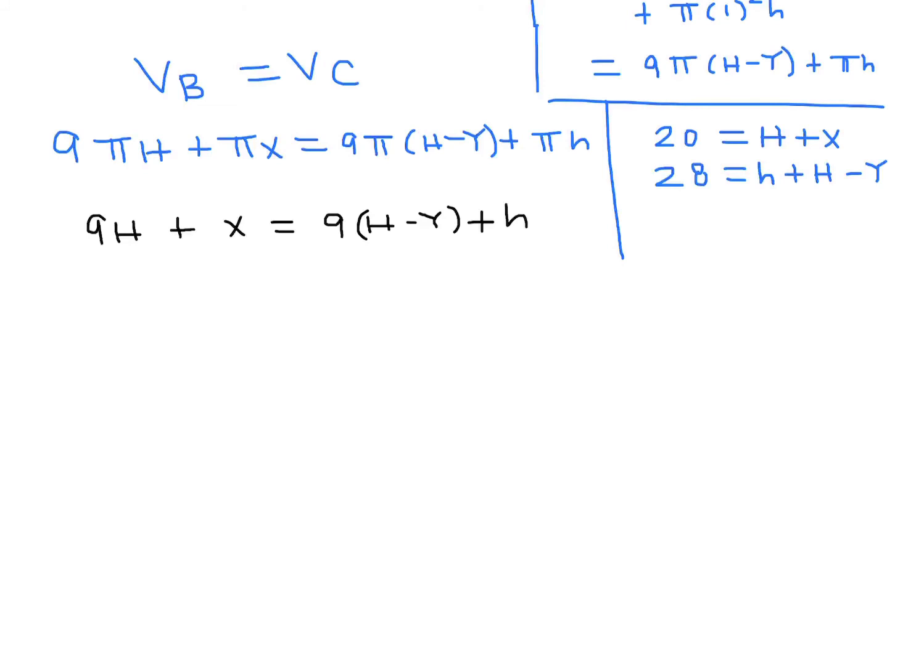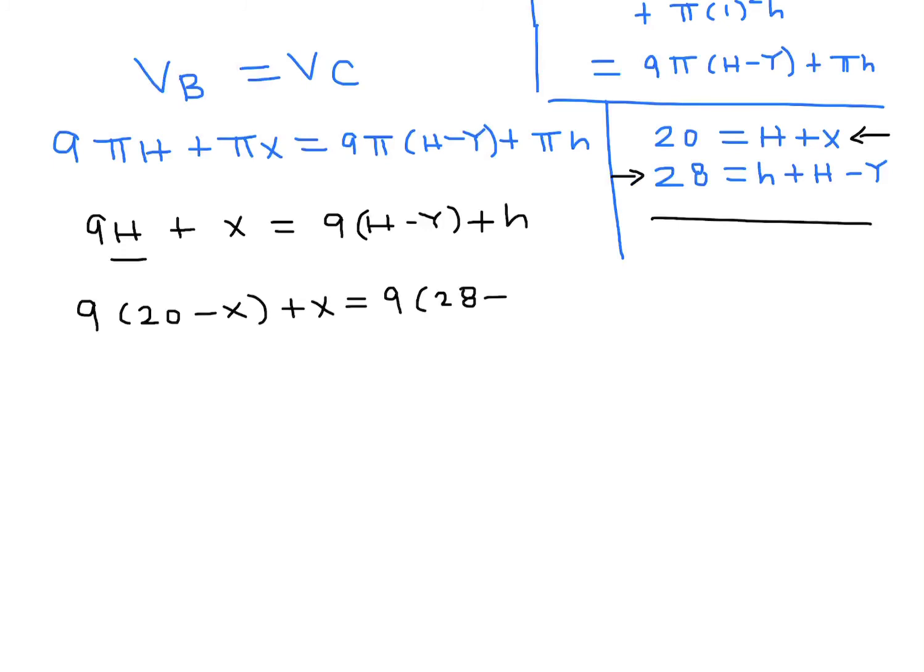All right, great. Now at this point, we most likely are going to have to substitute because we have too many variables here. So for this big H, I'm going to use this one here. It will be 20 minus x, like that, plus x is equal to 9. H minus y, I'm going to use this one. H minus y is going to be 28 minus h, if you just manipulate that one. And that's it.